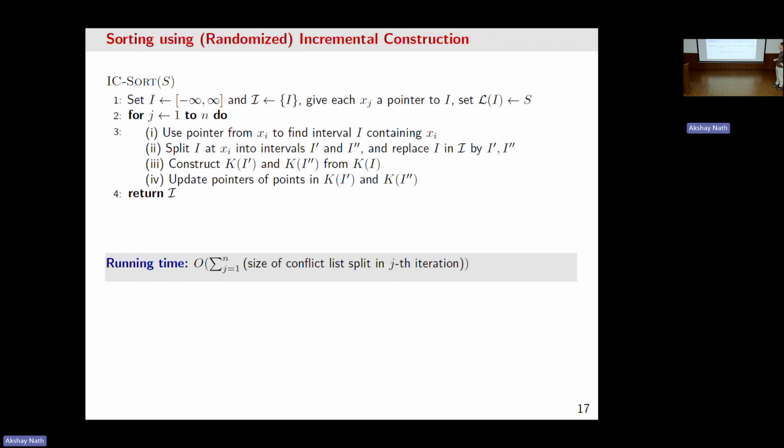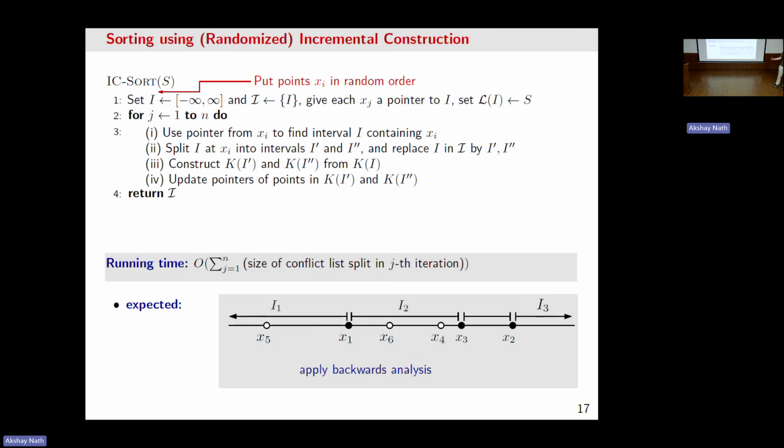What happens in expectation? Now I'm going to put the points in random order. Let's see what happens. We're going to apply backwards analysis. Because if you don't think about backwards analysis, you're thinking, oh, it could be that I have one big interval where all the remaining points are, so no matter which one I pick randomly, there's always this huge thing I have to split. So you should rethink and think going backwards. This is the current situation.